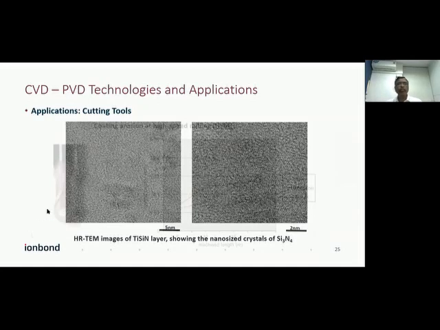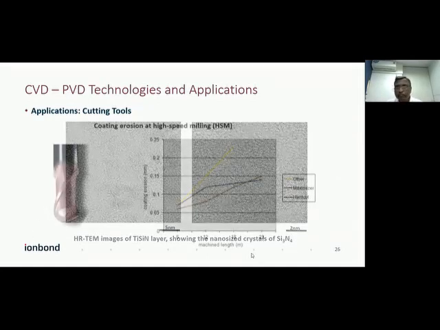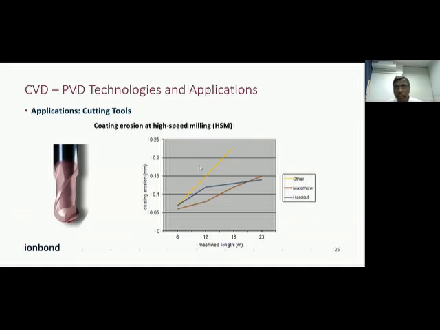Here you can see, if we do this on the ball nose, these are the different coatings I have considered for the comparison. The yellow one is the titanium nitride coating. Then Maximizer means aluminum titanium nitride based coating, and HardCut means titanium silicon nitride based coating. With high speed machining and milling, we can see that coating erosion is hardly any.